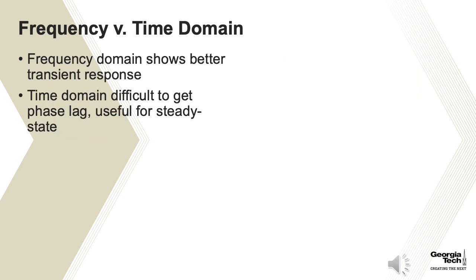Frequency domain analysis is very good for transient responses, like with different frequencies, whereas time domain is not as easy to get frequency response based on time series data. However, time series is very useful for getting steady state parameters like the omega steady state. It's nice for getting some transients for step response as well.